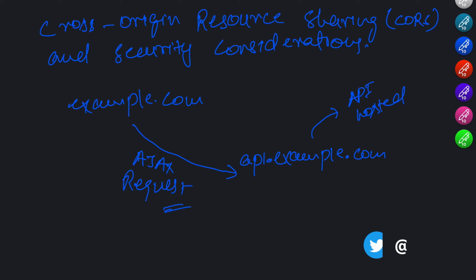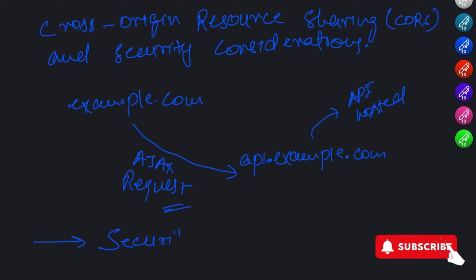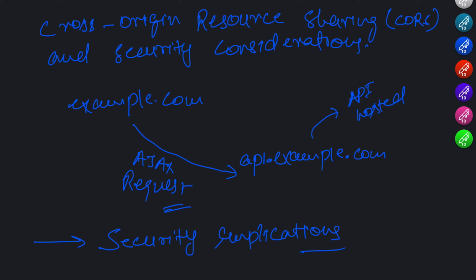When implementing Ajax requests, it is crucial to consider the security implications. We should ensure that the server-side APIs are properly secured and we have appropriate access controls in place. Furthermore, it is essential to validate and sanitize any user input to prevent security vulnerabilities like cross-site scripting attacks.